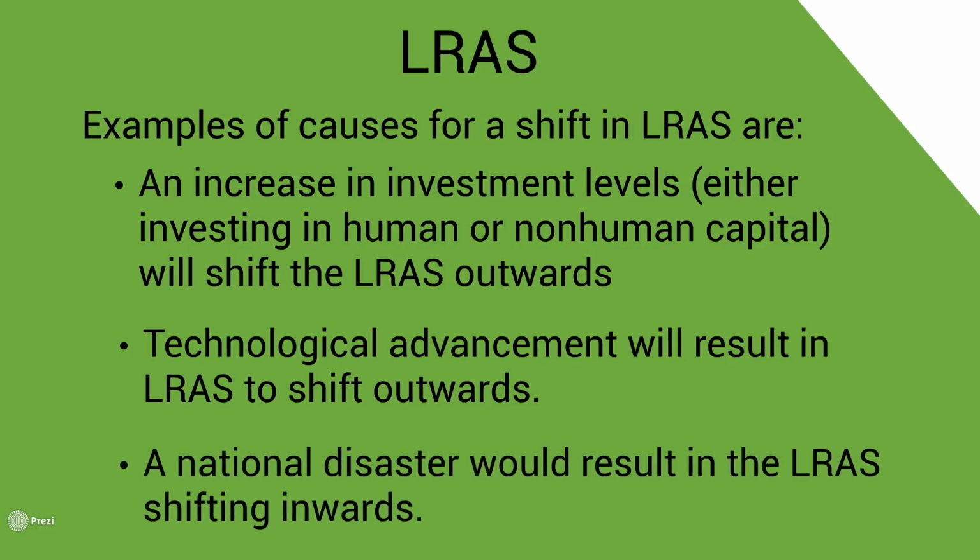A natural disaster such as a hurricane or an earthquake would result in the LRAS curve shifting inwards. This is because a natural disaster would damage the resources of a nation. A natural disaster would destroy factories and damage infrastructure. This would mean that an economy wouldn't be able to produce the same amount of goods and services as it would have been able to produce if there wasn't a natural disaster. This means that the LRAS curve shifts inwards because the productive potential of the economy has been reduced.